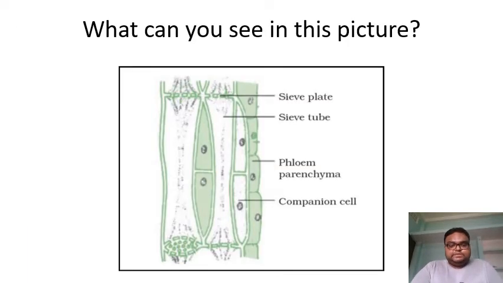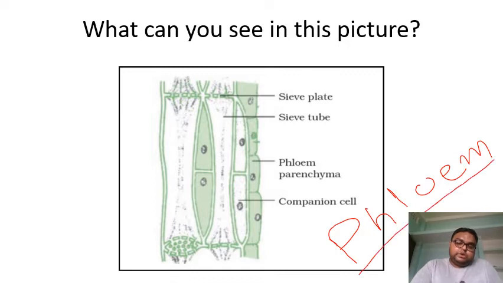Now just see this picture. What can you see? You can see the sieve plate, sieve tubes, phloem parenchyma, and companion cells. So basically, this is the structure of phloem.